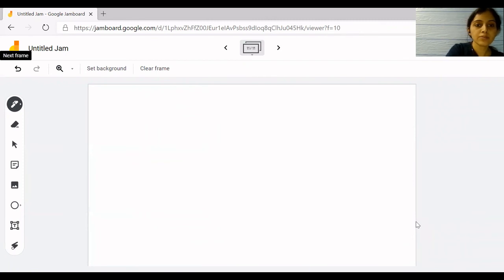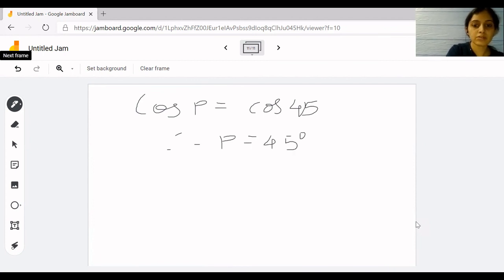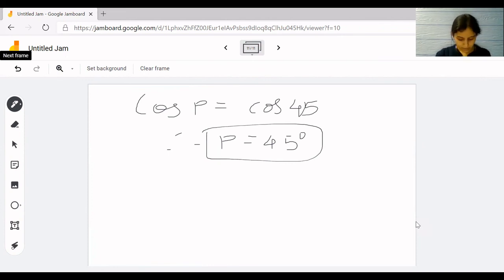That means cos P is equal to cos of 45. Therefore, P is equal to 45 degrees. So this is the value of angle P. That is how you would find the angle between any of the vectors.